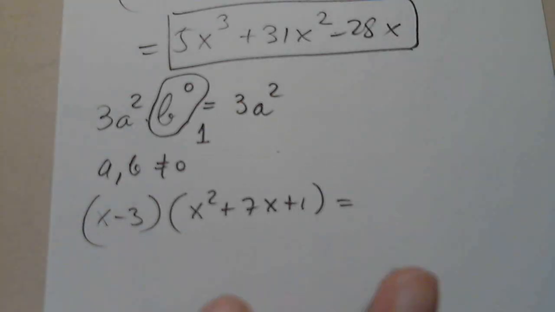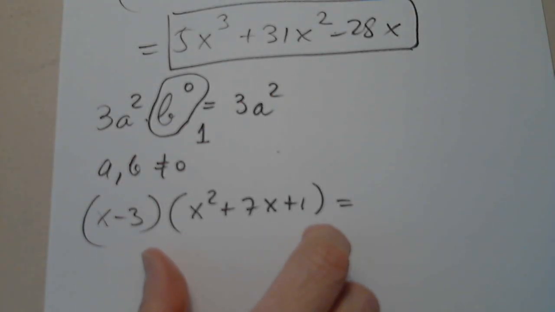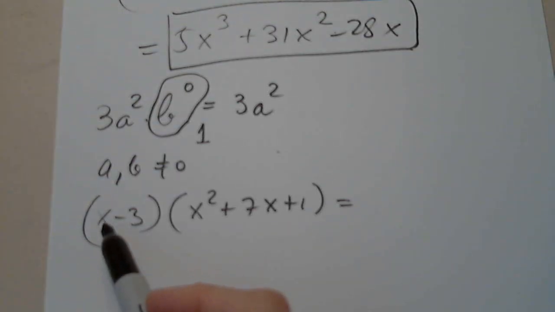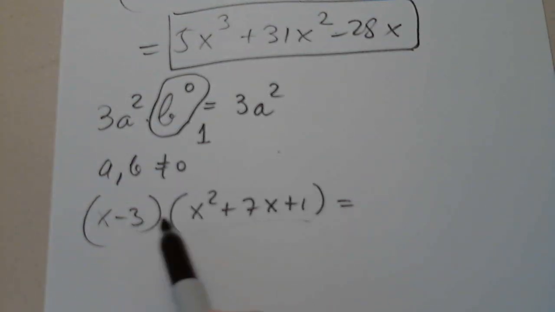Now this is slightly different because this is a binomial and this is a trinomial. So this time you have to distribute x to 3 terms and negative 3 to 3 terms, combine like terms, and give the answer. So let's work on that, please.